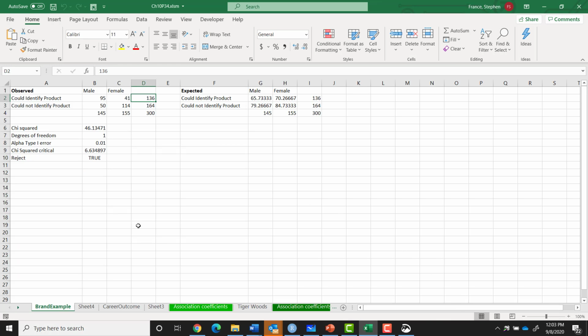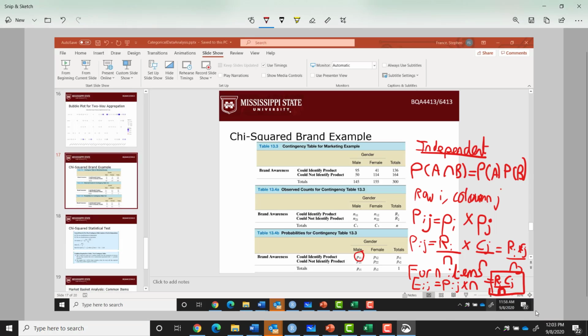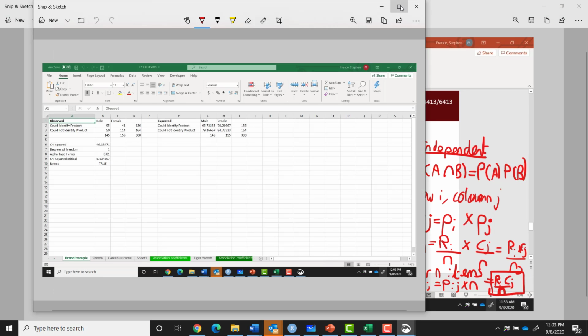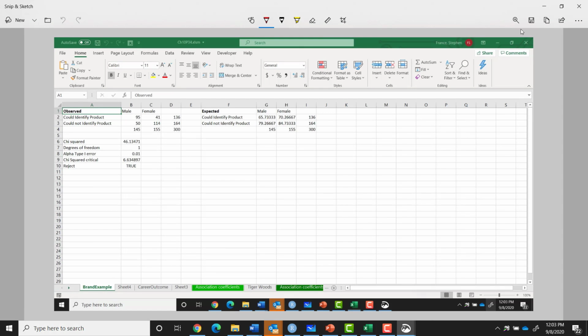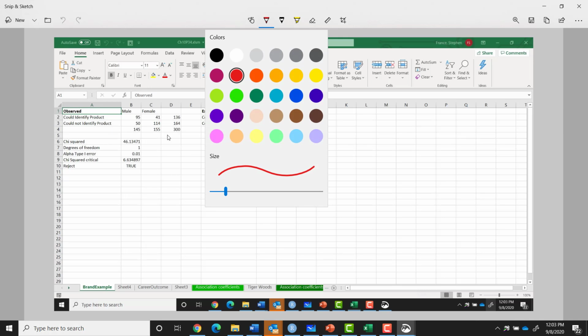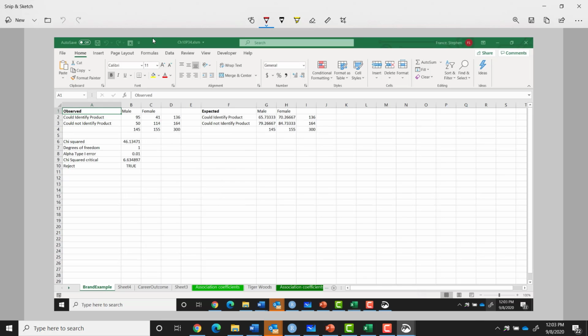What I'm going to do is, I've actually got the data here in Excel, and I've actually got the calculation here in Excel, but we're going to do this manually. Okay, so let's take the screenshot again. And let's just make that bigger. Okay, that didn't work. That's okay, that will do me. And we use our red pen again. Okay, so we're testing the dependence of brand awareness. So we'll start off here.